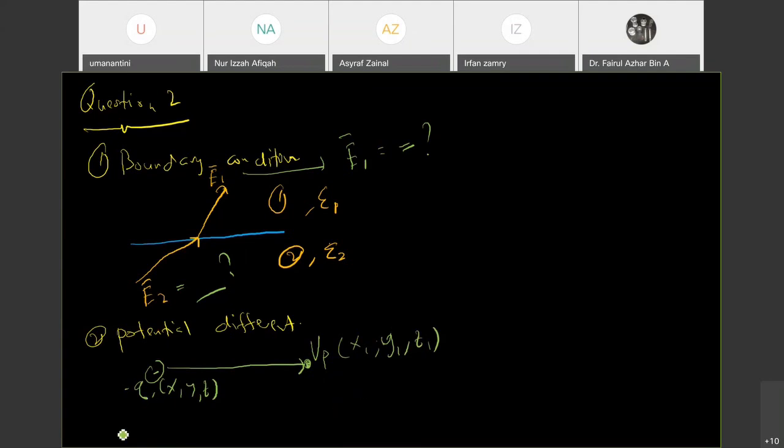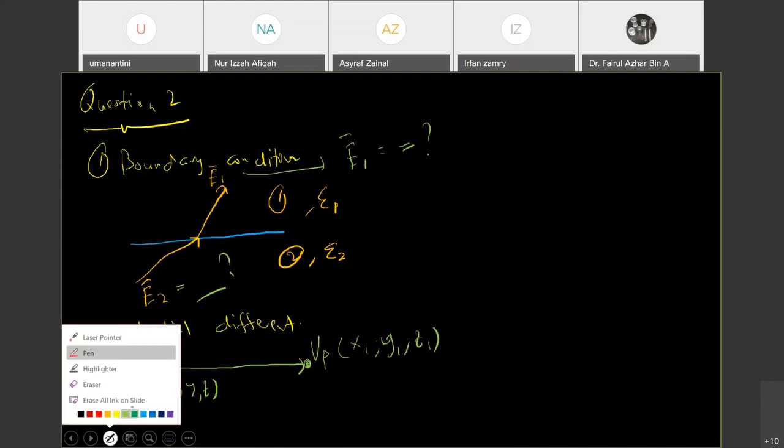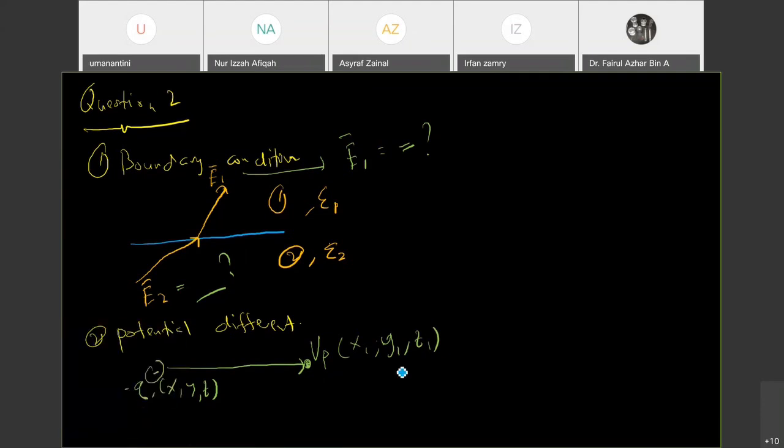Okay, and let's say we add another charge in this position, for example. This time it is a positive charge. So what will happen here in terms of the value of the potential difference? What will happen if we put another charge with the same sign as the previous charge? You are requested to find the new value for the potential difference.